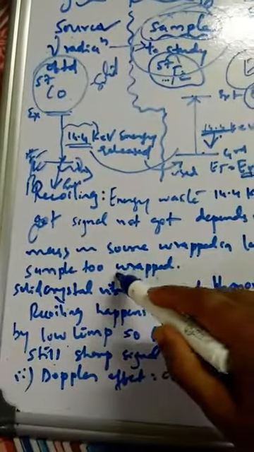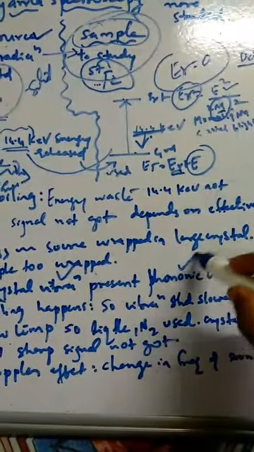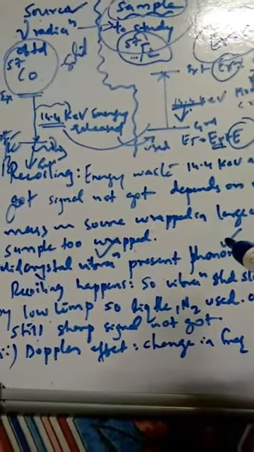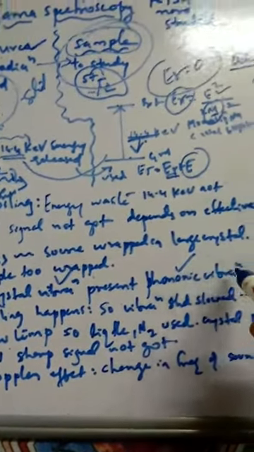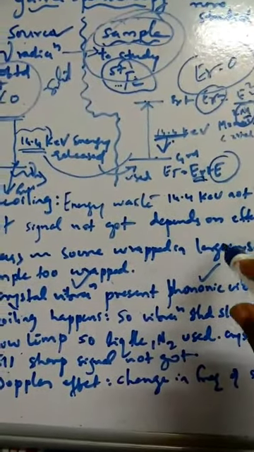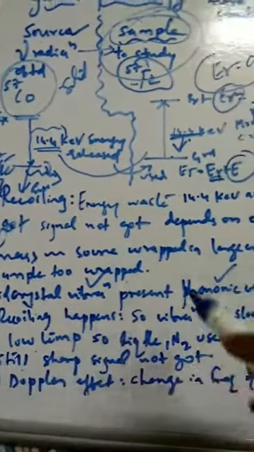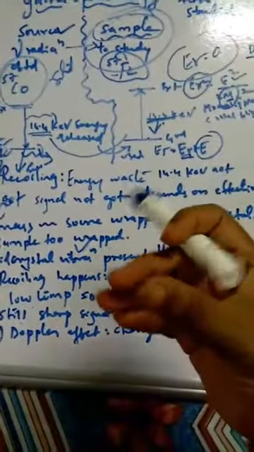The solid crystal also has vibrational movement, which is called phononic vibration. So recoiling still happens because of the phononic vibration, though we are wrapping with solid crystals. In order to avoid these vibrations within the solid crystals, the sample is always kept at low temperature, because at low temperature the vibration is less.